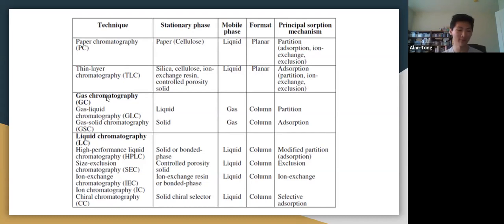I didn't really talk a lot about phases because in all the ones that we talked about, we went with a solid stationary phase, the beads, right? And a liquid mobile phase that flowed through. But you can also play around with the phases as well.